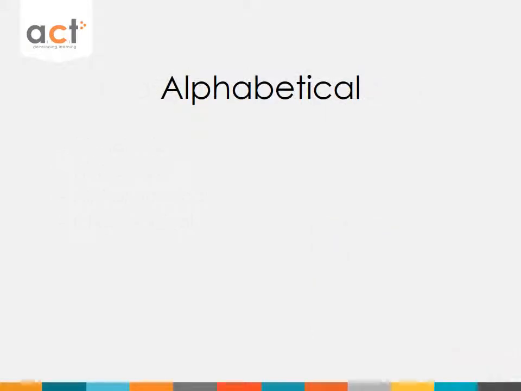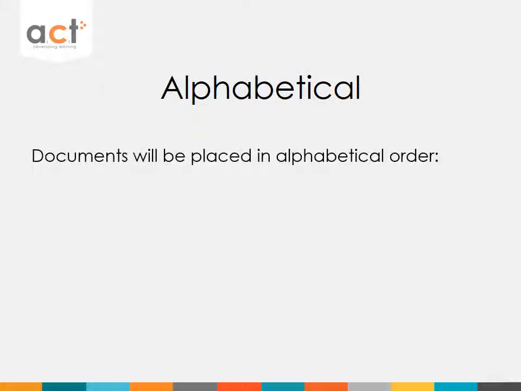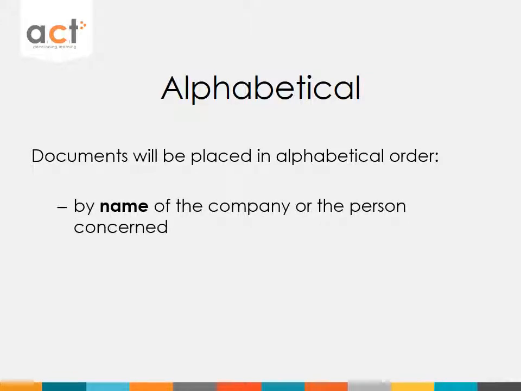In an alphabetical filing system, documents will be placed in alphabetical order. This is by name of the company or the person concerned, by location, or by subject.